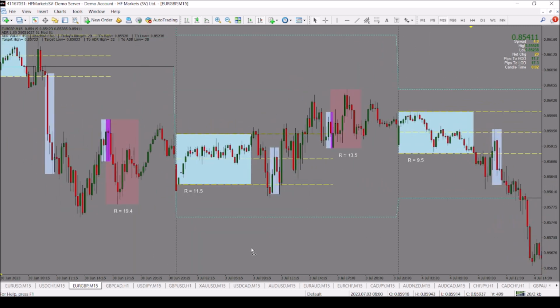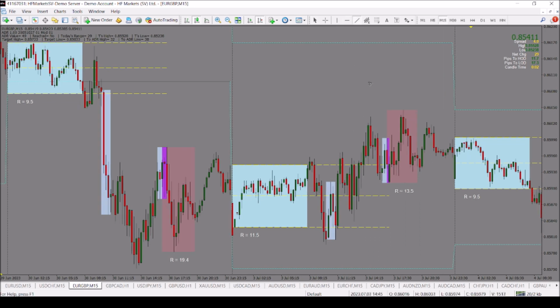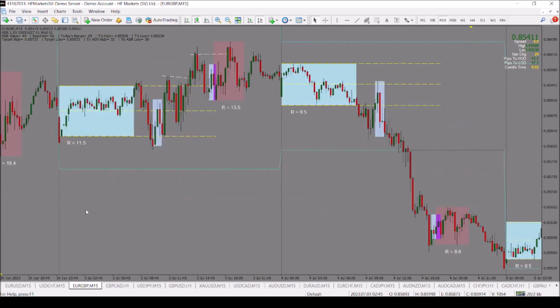On EUR GBP, it was a bit clumsy, whereby we had the Asian session range. The London session had the first rise, break of structure, second rise, break of structure, and in this US session, that is where we were going to make our entries to the downside. Break of structure, but if it's clumsy and you do not see clearly what you want to see, it's better to skip that particular entry. So that is what we'll be looking for.